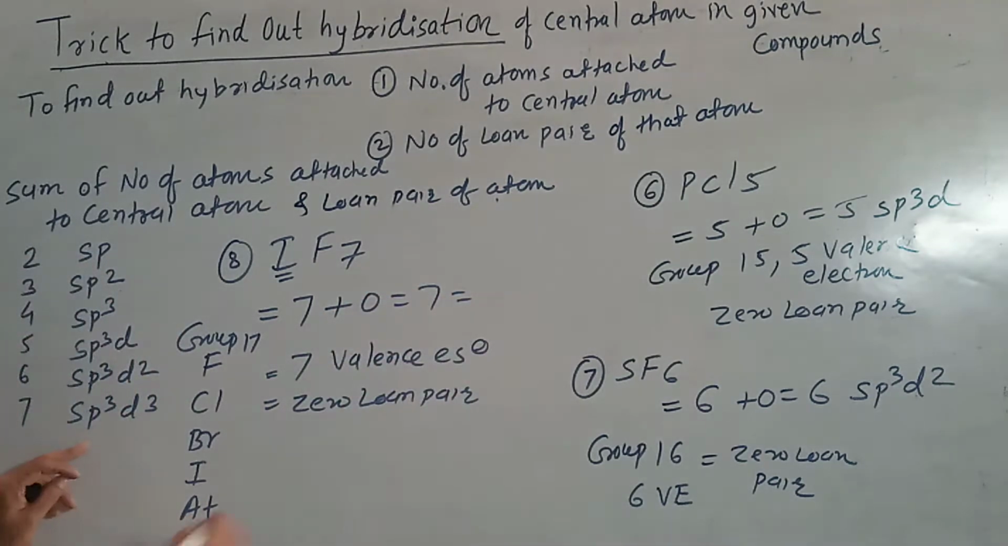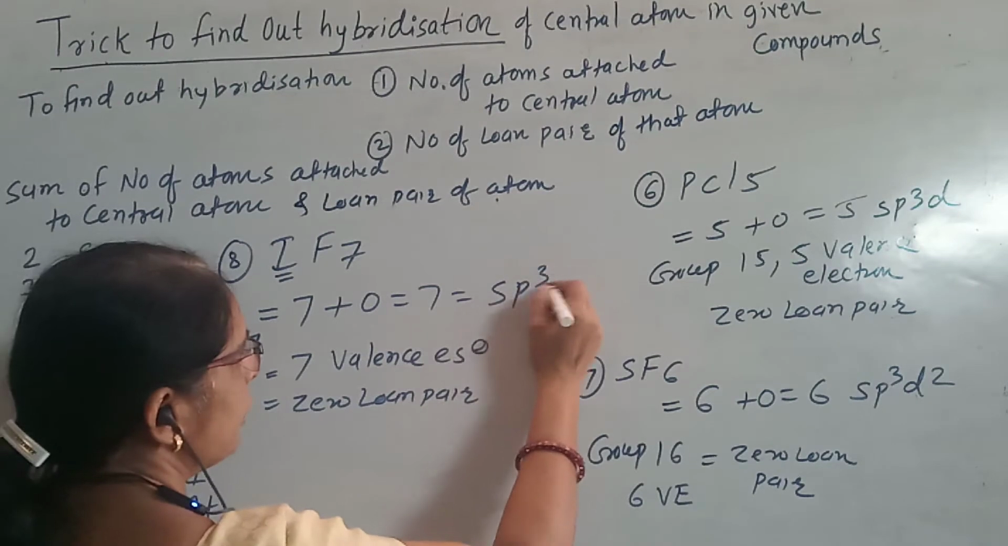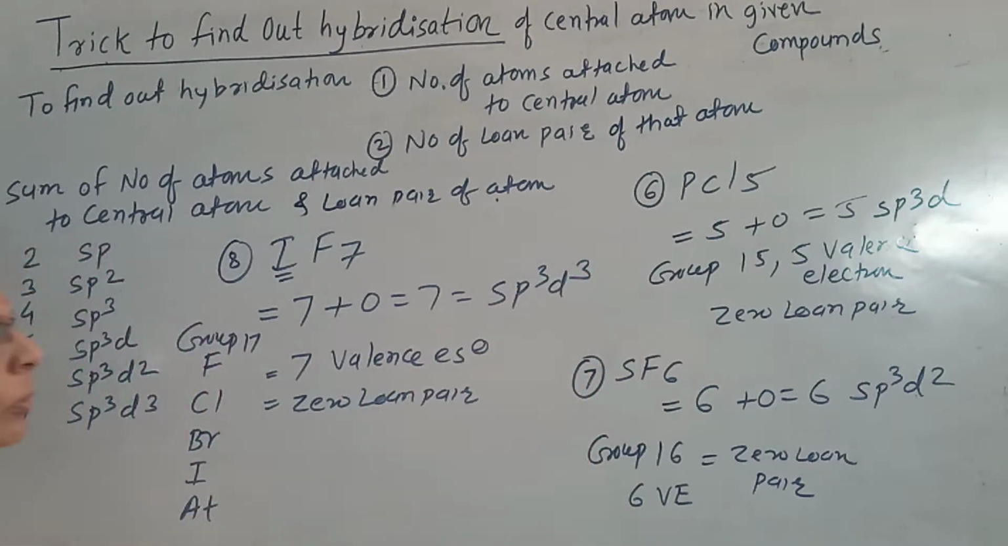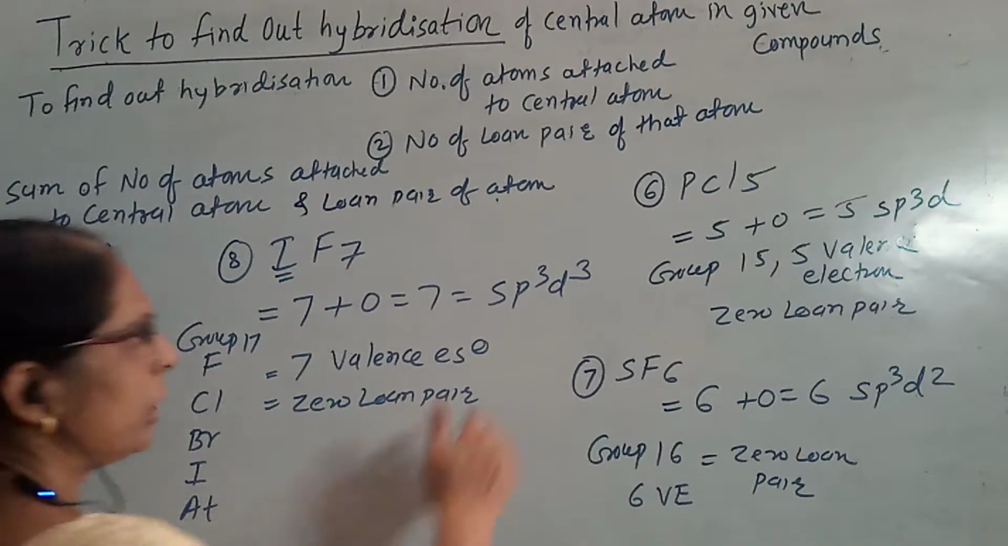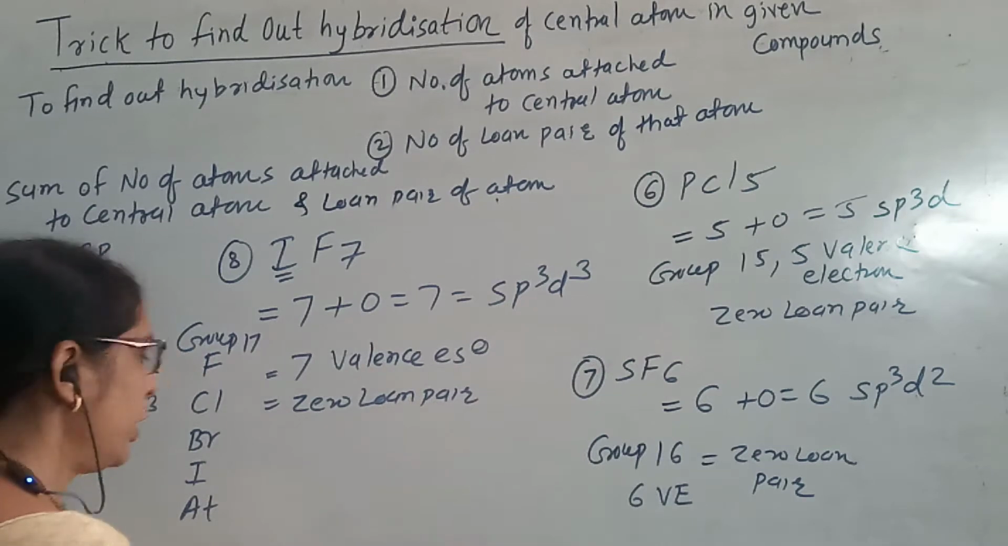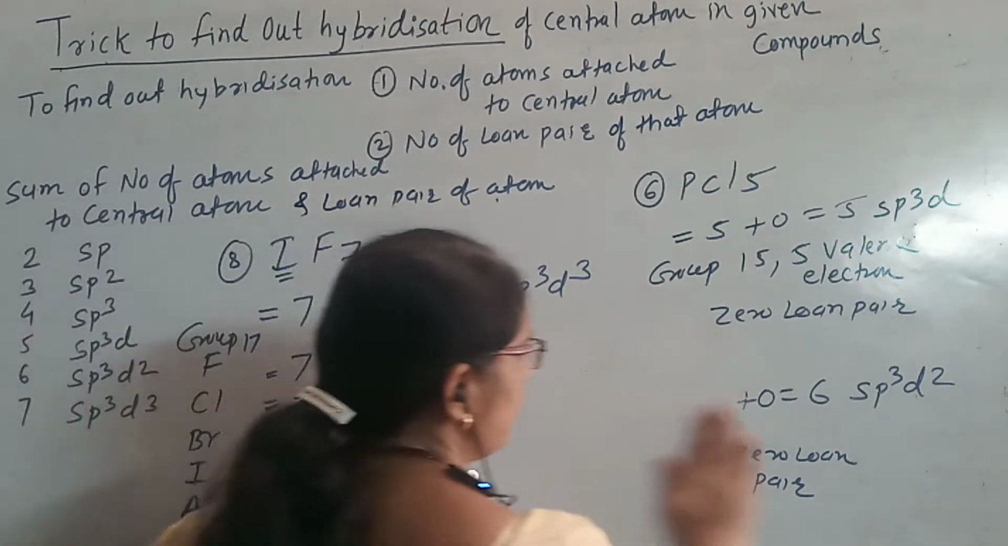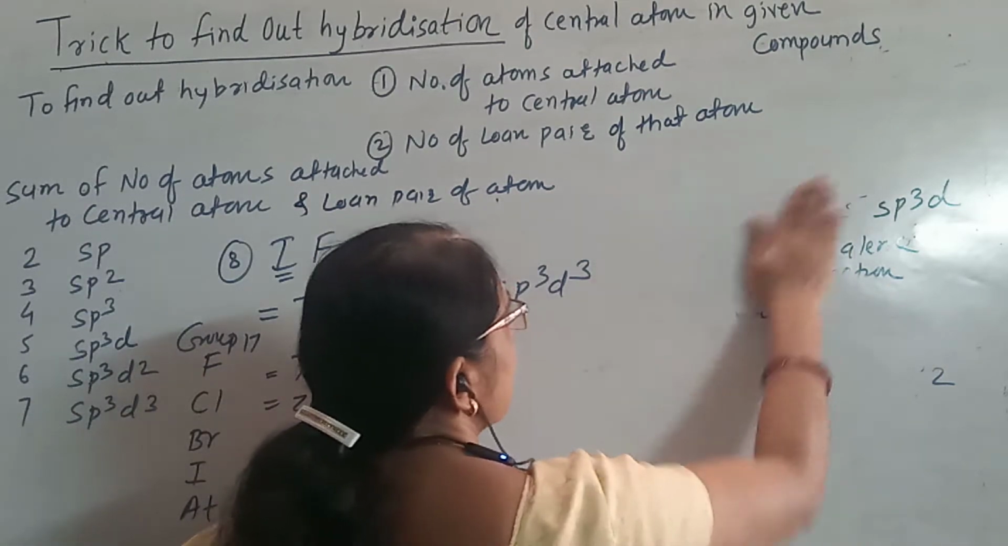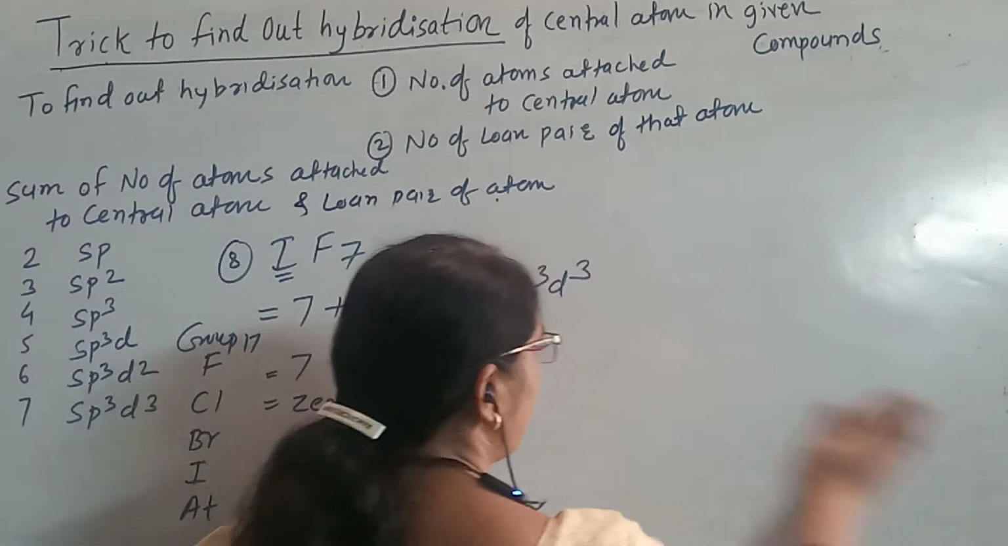So when it is 7, it is a type of sp3d3 hybridization. 3 plus 3, 6 plus 1. So like this way, it has a total of 7 sp-d orbitals. So it is an example of sp3d3.